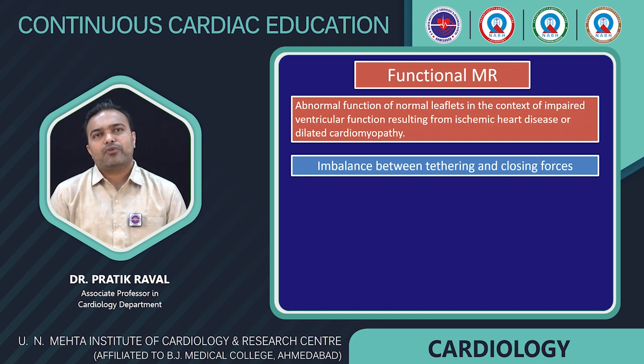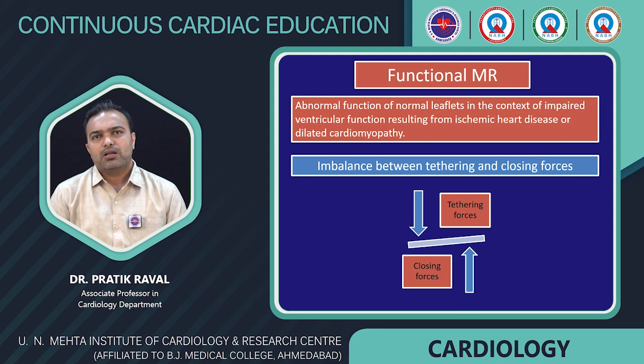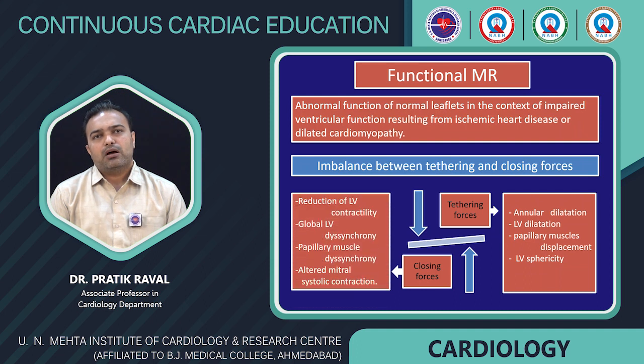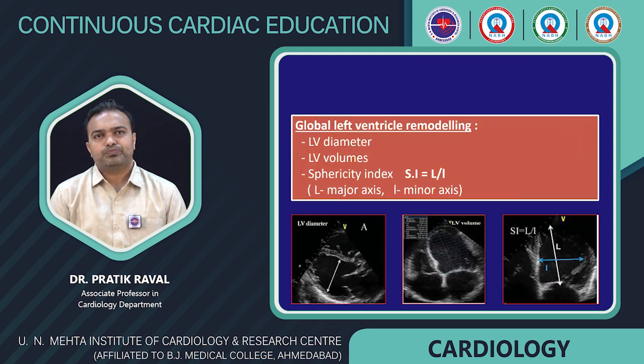So functional MR results from abnormal function of a normal leaflets in the setting of impaired ventricular function, which results either from ischemic or dilated cardiomyopathy. There occurs imbalance between tethering and closing forces of the mitral valve. The tethering forces are annular dilatation, LV dilatation, papillary muscle displacement and LV sphericity. So these forces are increased in patients with ventricular remodeling, and closing forces are reduced in patients with reduced LV contractility, global or local LV dyssynchrony, which results from papillary muscle dysfunction.